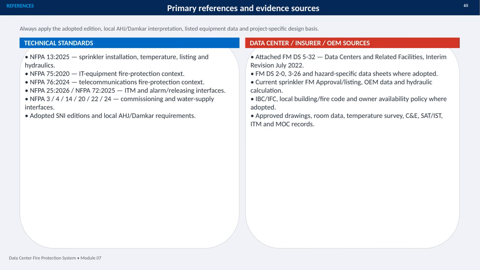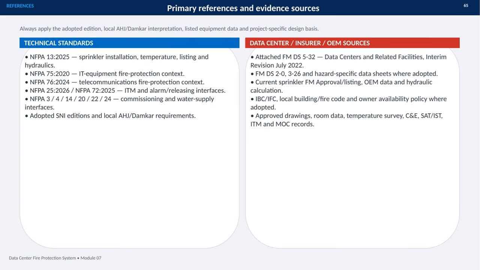The technical standards listed here cover the main areas of responsibility. NFPA 13 addresses sprinkler installation, temperature selection, listings, and hydraulic design. NFPA 75 and NFPA 76 provide context for IT and telecommunications environments. NFPA 25 and NFPA 72 support inspection, testing, maintenance, alarm, and releasing interfaces. Additional standards, including NFPA 3, 4, 14, 20, 22, and 24, address commissioning and water supply connections. Adopted SNI additions and local authority requirements also apply.